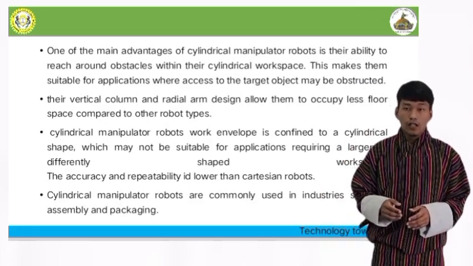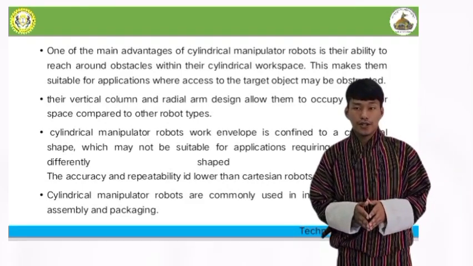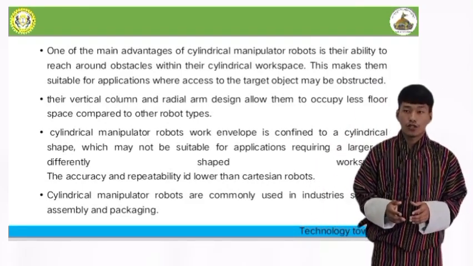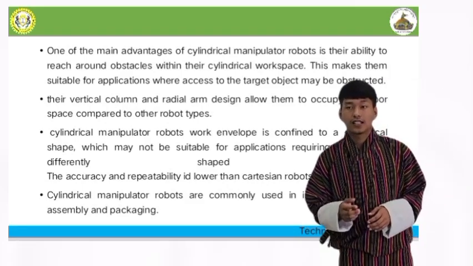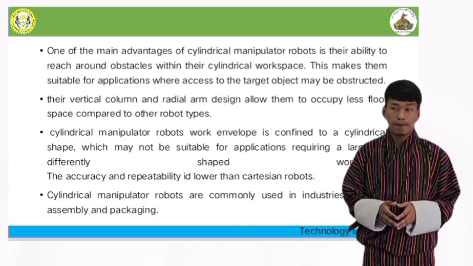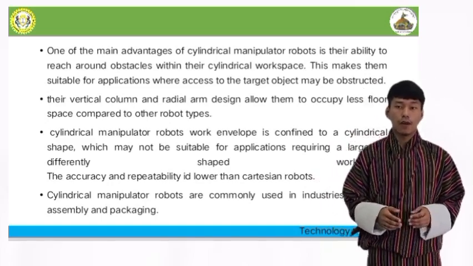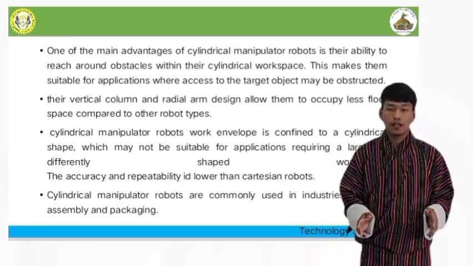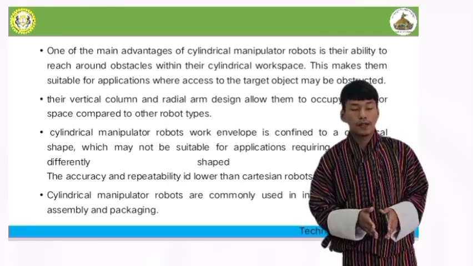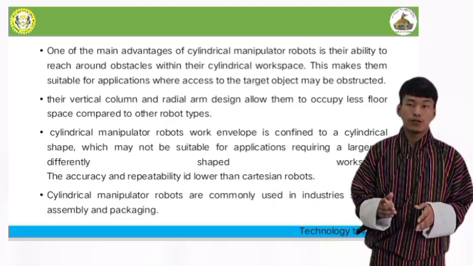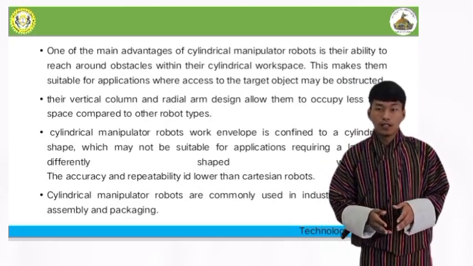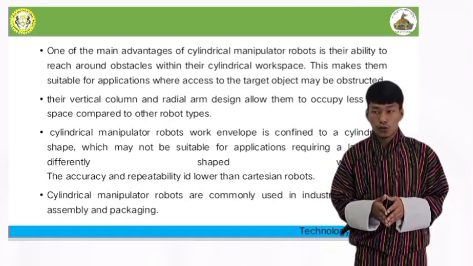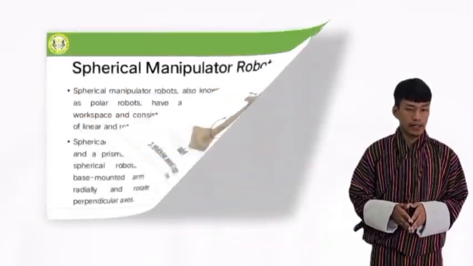But cylindrical manipulator robots' work envelope is confined to a cylindrical shape, which may not be suitable for applications requiring a larger or differently shaped workspace, and the accuracy and repeatability are lower compared to Cartesian robots. Cylindrical manipulators are commonly used in industries such as assembly and packaging.